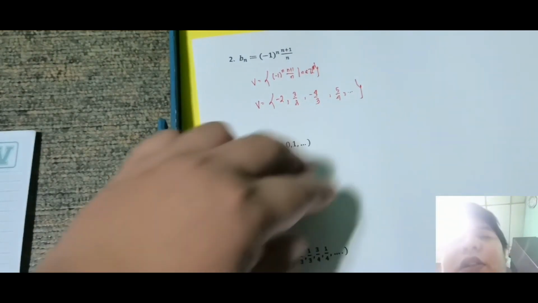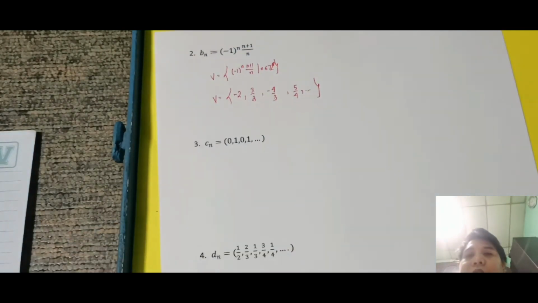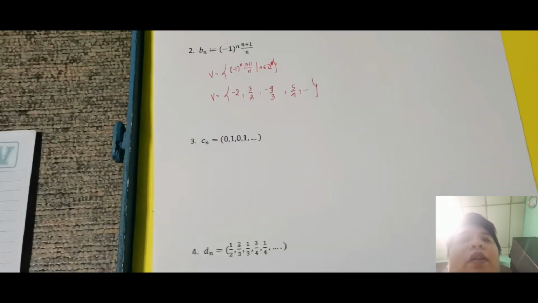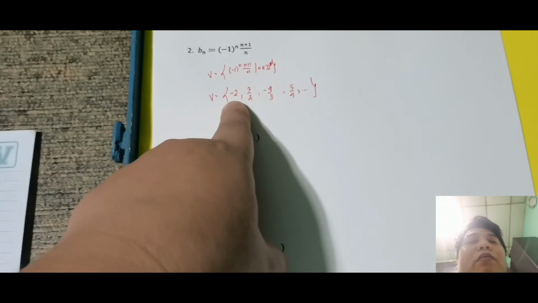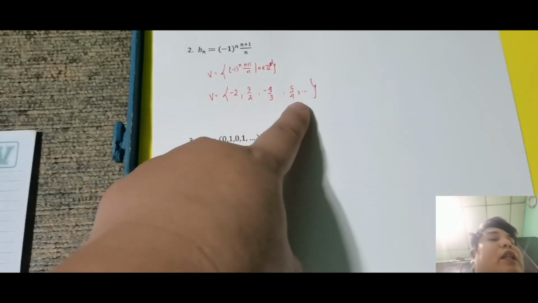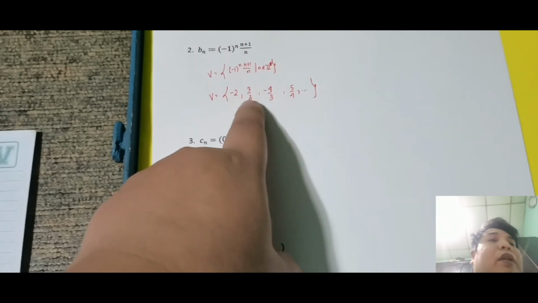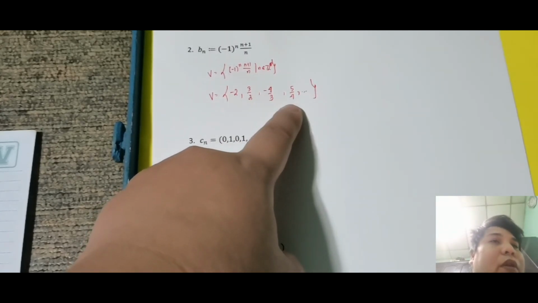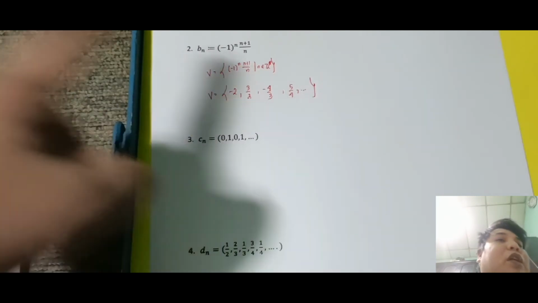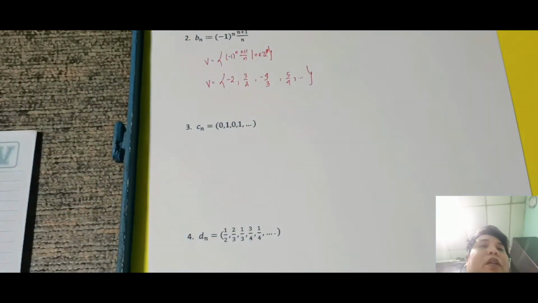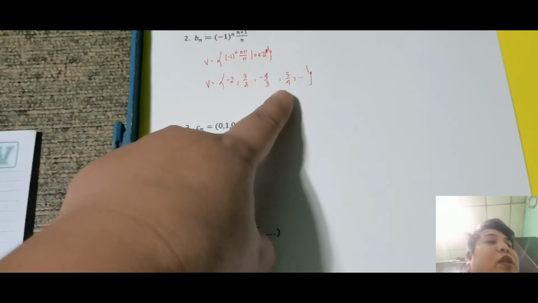Okay, so pansinin natin yung sequence. Ano nangyayari? Pag negative 2, pababa siya ng pababa, pupunta kay negative 1. So, negative 1.33 something yan, papunta kay negative 1. Pag 3 over 2 naman, 1.5, tapos 1.25, bababa ulit yan, papunta rin kay 1. So, ibig sabihin, yung isa papunta sa negative 1, isa papunta sa 1.